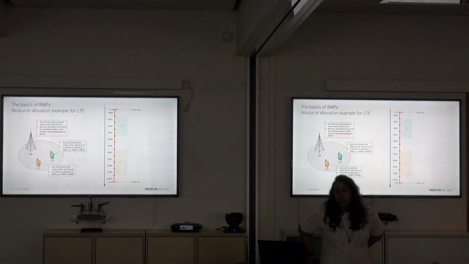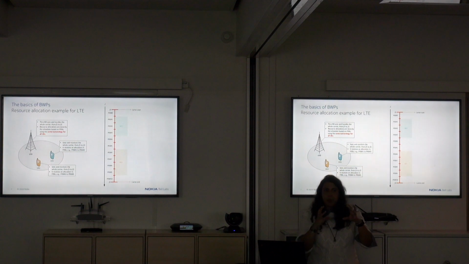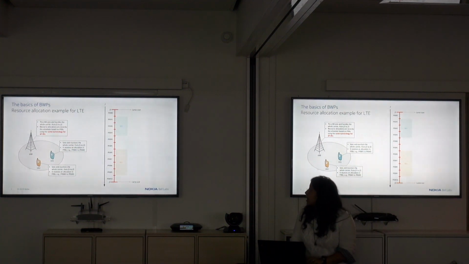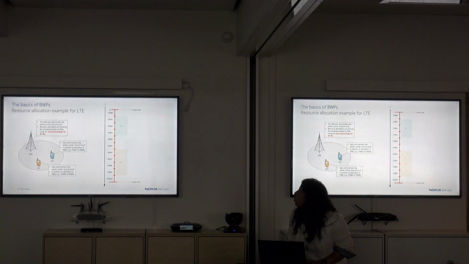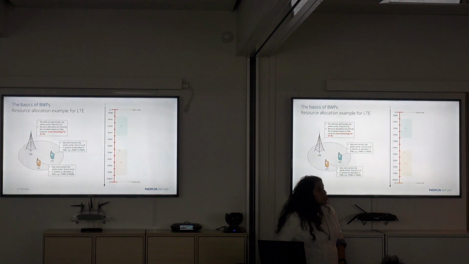All right, so let's move now to the example so you can have a better idea of what happens in the scheduler when you have to deal with bandwidth pairs. So we see here an example. I think you cannot see the colors too well here. Well, this is orange.